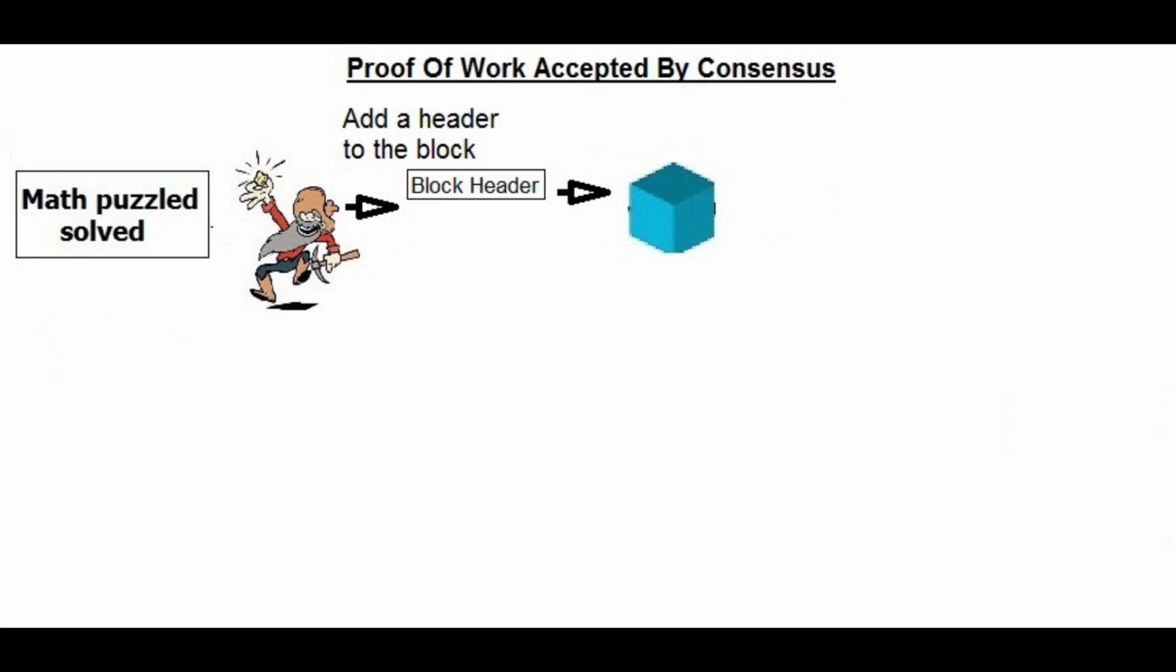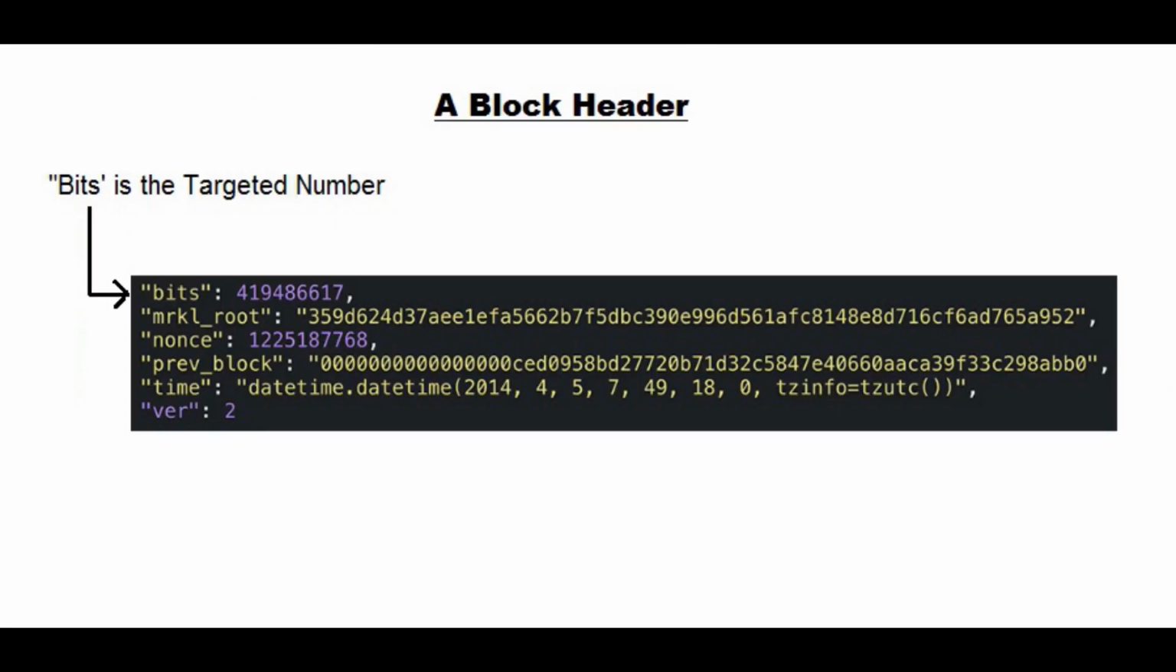After the celebratory dance, miner Max adds a header to his candidate block. A block header holds certain data, one of which is the successful nonce number that Max used. With this info, other full nodes can use it to validate the block. The nonce proves the work done by Max. The header also contains the hash of the previous block, thus identifying the parent block.